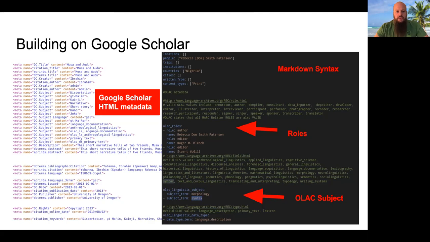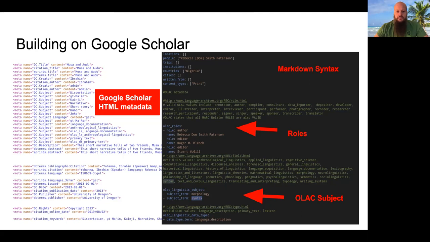And so you can see there that OLAC roles, OLAC linguistic subject, and OLAC linguistic data type are right there. Basically, OLAC has five specific metadata elements. They have the language code, which is an ISO 639-3 code. They have the OLAC roles, the OLAC linguistic subject, and the OLAC linguistic data type. And then they also have a discourse genre.